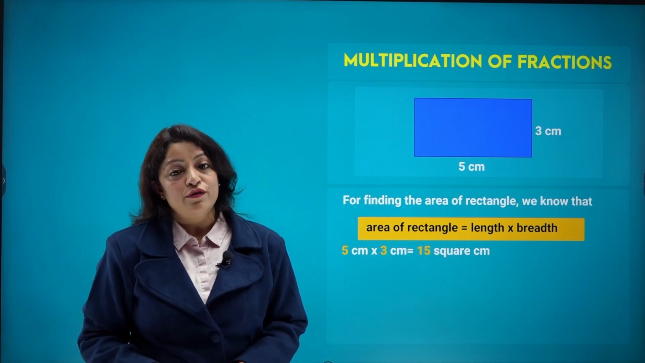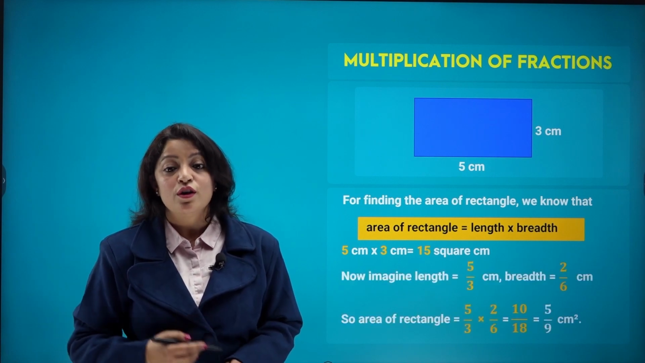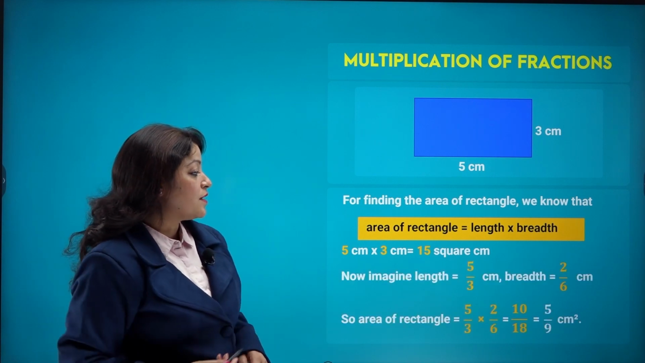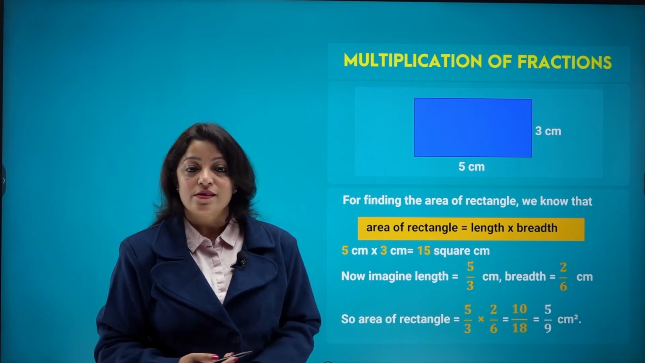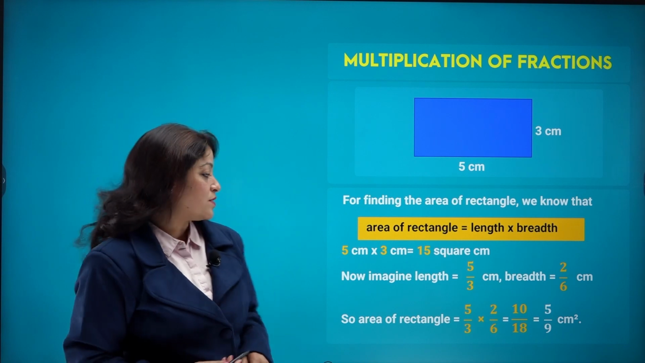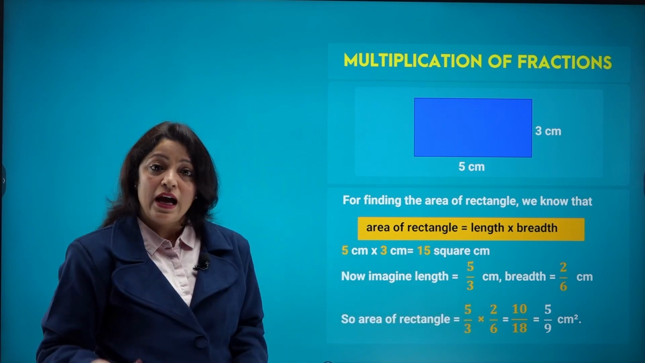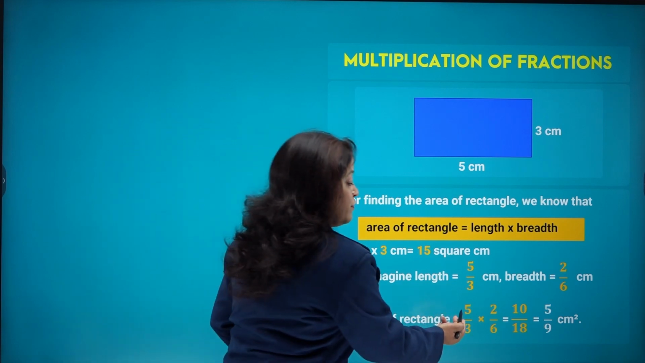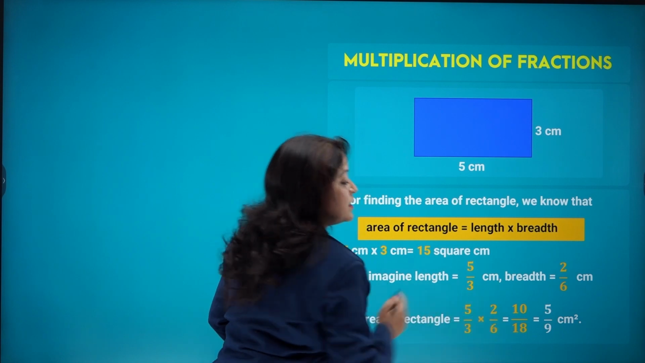But what if the length and the width are given in fractions? For example, the length is given as 5 by 3 and the breadth is given as 2 by 6. Then how are you supposed to do this? Simply you will multiply the length by the width, and here you are getting 5 times 2 gives you 10 and 3 times 6 gives you 18.